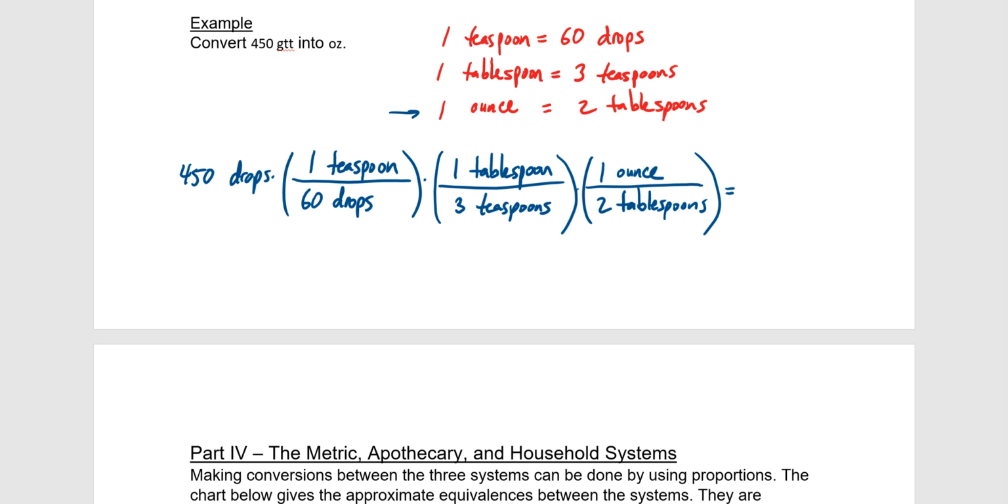Okay, so putting this all together, the drops cancel, the teaspoons cancel, the tablespoons cancel, and when we're multiplying these together, we notice that we have 450 times 1 times 1 times 1 in the numerator. So I'm just going to use one extra step here and say that's 450 divided by, the denominator is going to be 60 times 3 times 2, which is going to be 360. This will be in ounces. And dividing these, 450 divided by 360, that ends up giving us 1.25 ounces.